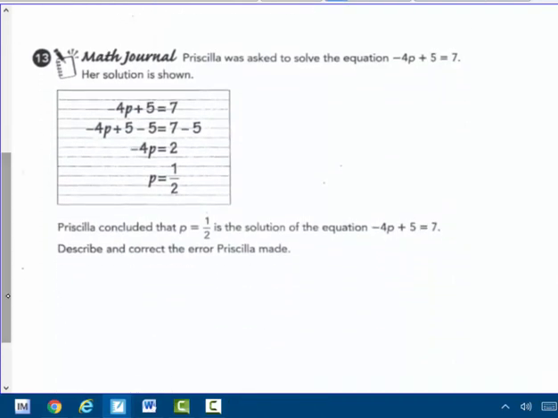Question 13 says, Priscilla was asked to solve the equation -4p plus 5 equals 7. Here is her solution. Priscilla concluded that p equals 1/2 is the solution of the equation. Describe and correct the error that Priscilla made. So use some math vocabulary there, good explanation, and we'll go over those two in class.